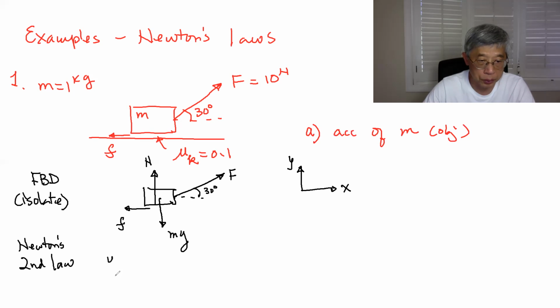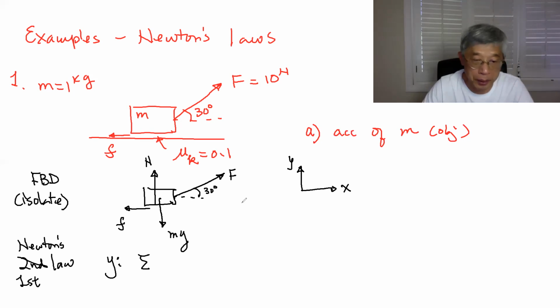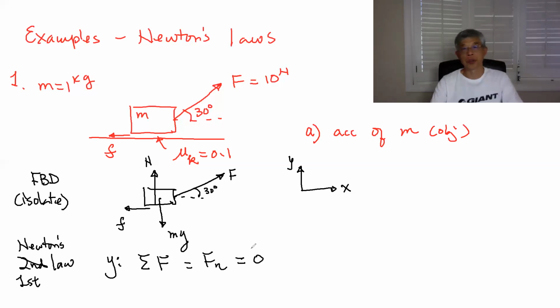So in the y direction, we're going to say summation. Actually, we're going to apply the first law in the y direction, because we expect that this object is not moving up. So the summation in the y direction, for all the forces, we add them together, we call that the net force in the y direction, should be 0. So we assume this object is not accelerating upward. All right, so let's say this is true and see what happened.